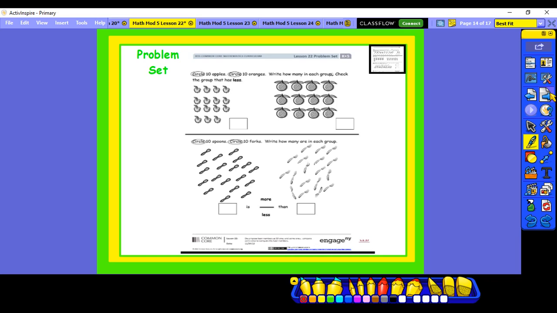Maybe you can pause the video. If you have this page, you can practice doing this on your page. If you don't, then you can just count on the computer. You count out your groups of 10, circle your groups of 10, find your leftovers. How many do you have? Then, which group has less? Put a check in the box of the group that has less.